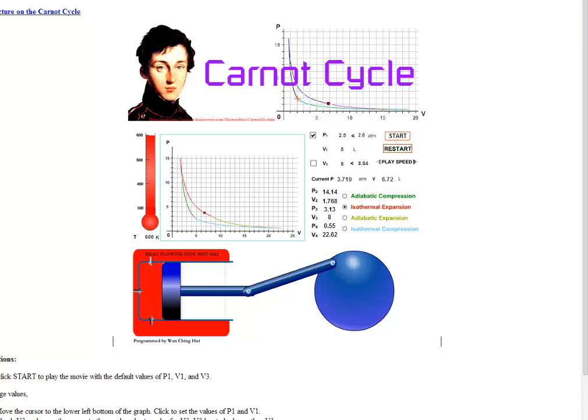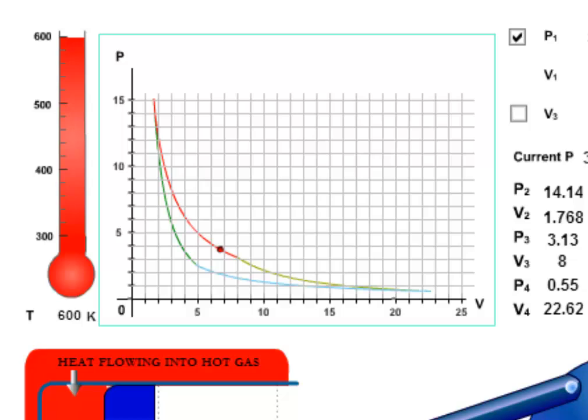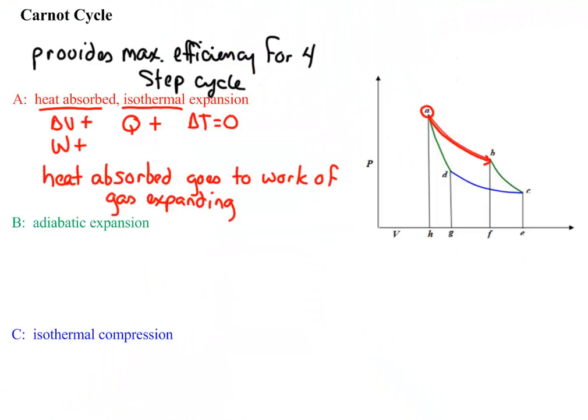All right, so we're looking at the first part where we have heat going in. We have a high temperature. We're on the red curve, as we saw before, and as this shows, we have isothermal expansion. That gets us to point B. From B to C, we're going to curve along there. We have an adiabatic expansion.